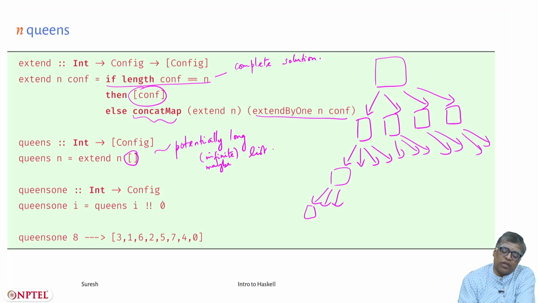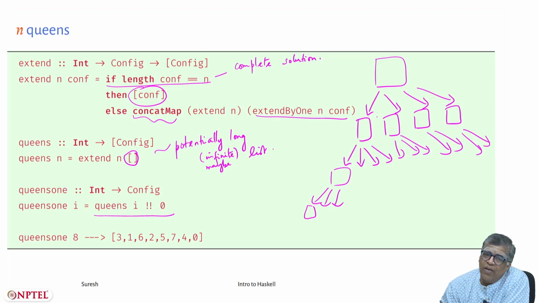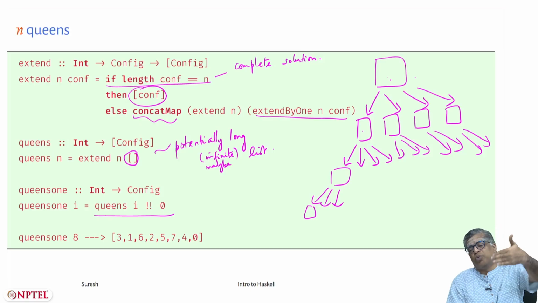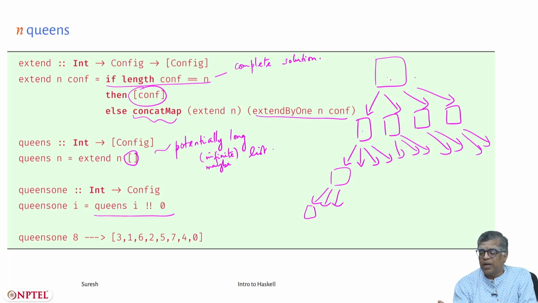But what I do is I will just pick the first one, queens I of 0, that is my queens 1. I am picking the first solution of all. The way I have described the algorithm, I am saying start with 1, in one shot find all extensions by 1 move, then in one shot find all extensions by 2 moves, etc. But in reality, Haskell, because it is lazy and because you have written this bang bang 0, which is to say give me the first solution, won't completely explore this tree.